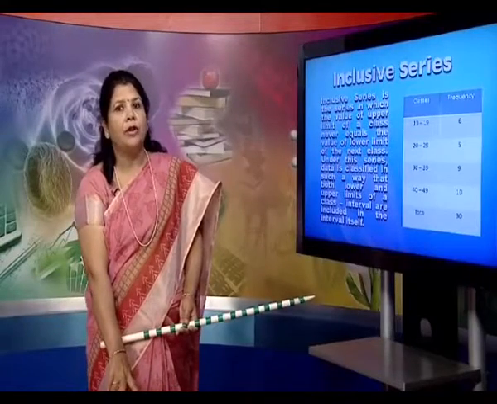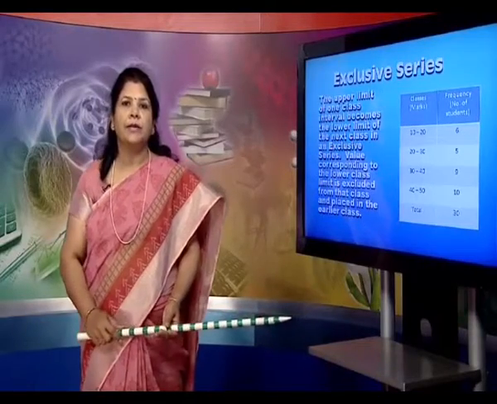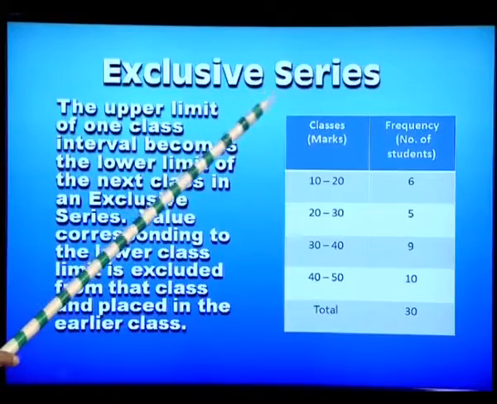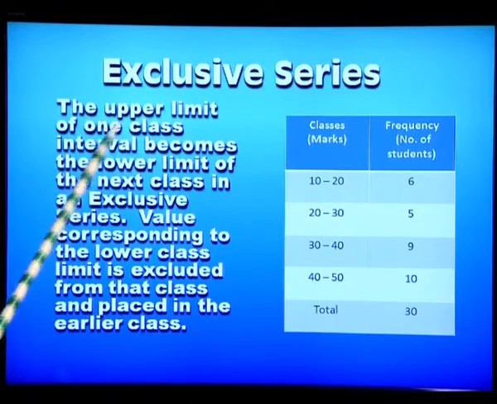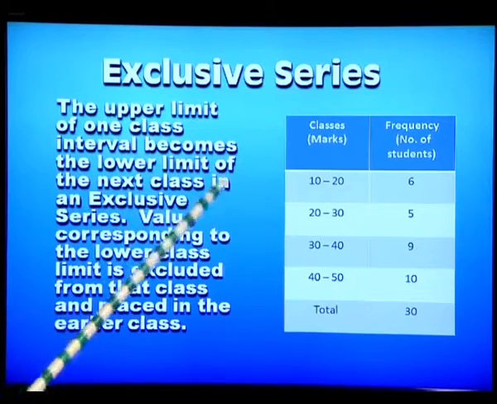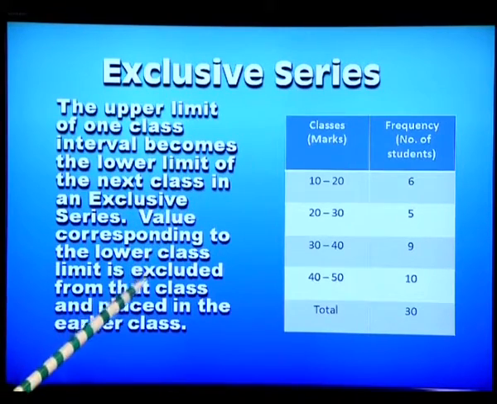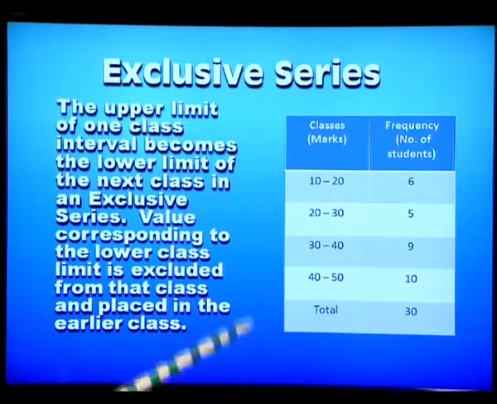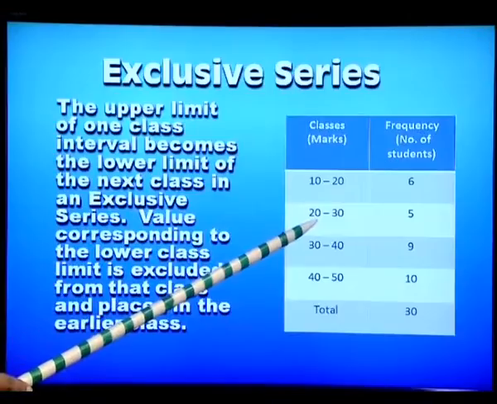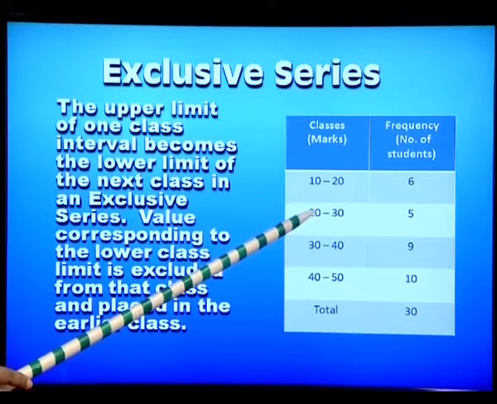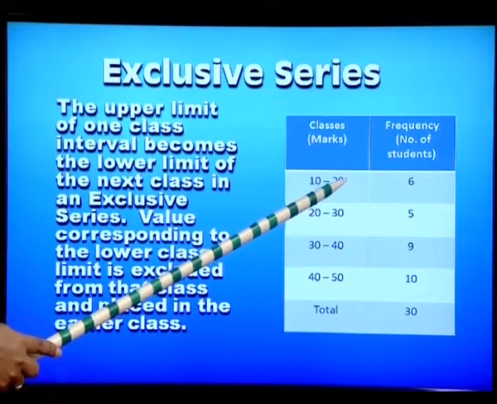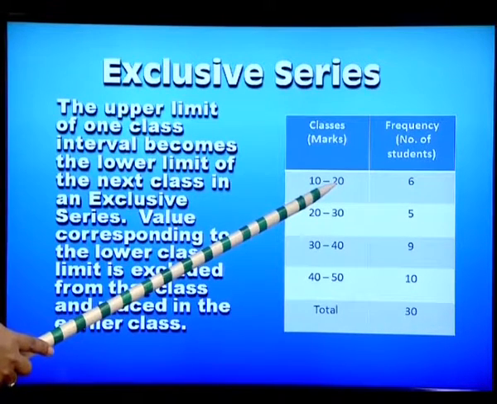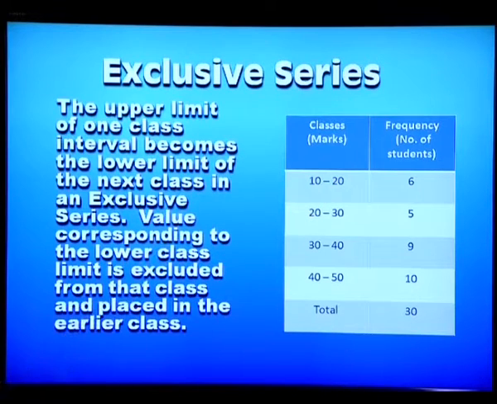However, this is not true in case of exclusive series. In case of exclusive series, the upper limit of one class interval becomes the lower limit of the next class. The value corresponding to the lower class limit is excluded from that class and placed in the earlier class. For example, 20 will be placed in which class? It will be placed in this class, because it is a value corresponding to the upper limit of the class, and that is why we call it an exclusive class.